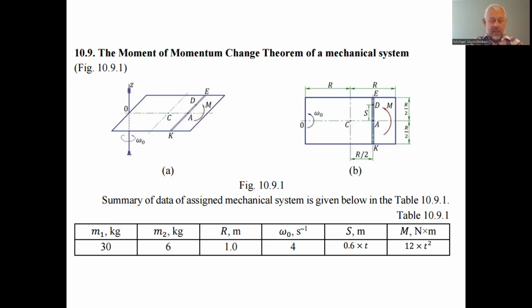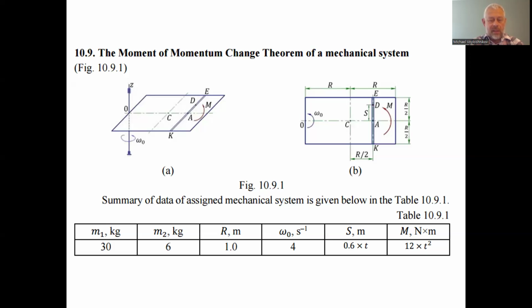This can be as well considered in the projection on the axis, because we know for sure that moments are a vector characteristic. So we can do that as well. Okay, but let's consider the lesson.